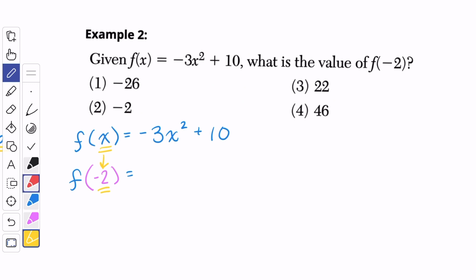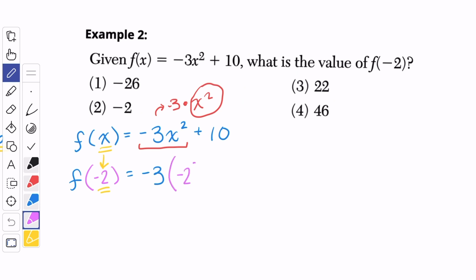Something that's very important for us to note here is this element that says negative 3x squared. If you write it out, this is negative 3 times x squared. So that x squared, the square, goes only to the x. It doesn't go to that negative 3. So when I write this out, I'm going to write it out as negative 3, and I'm going to put in parentheses negative 2 squared. I'm going to keep that all together so I don't forget that I'm not multiplying by the negative 3 first.